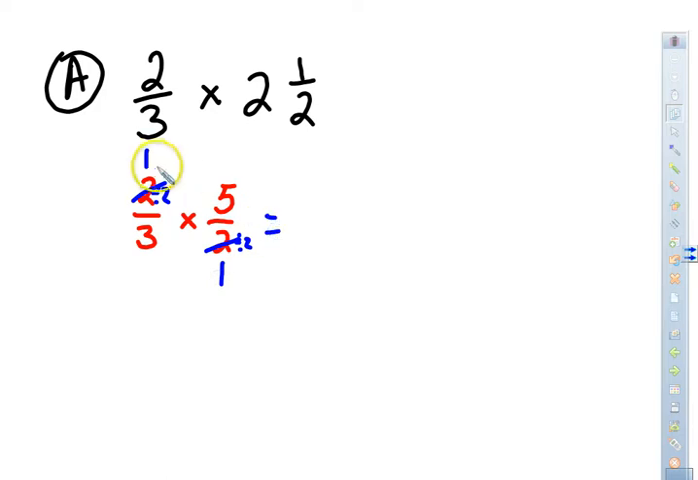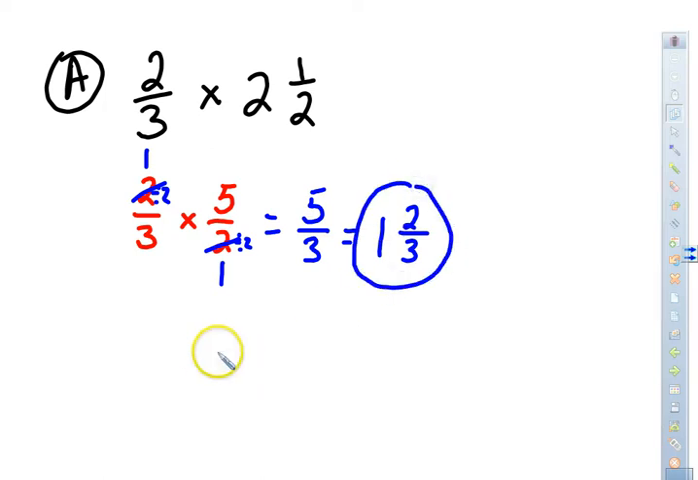So now we can take our new numbers. 1 times 5 is 5, and 3 times 1 is 3. Now we end up with an improper fraction, so now we have to again make this into a mixed number. And how many 3s go into 5? 1 time. And 2 remaining when we subtract them, over the denominator that stays the same. Okay? So 1 and 2/3 is the answer.